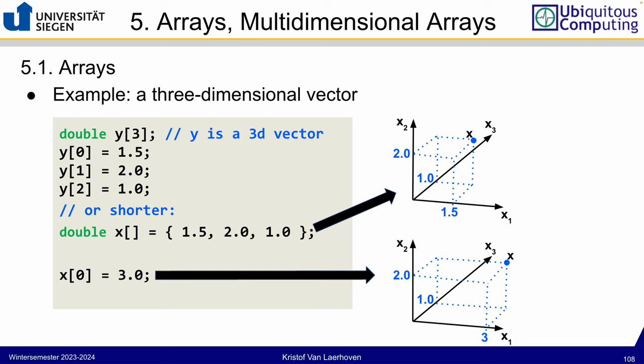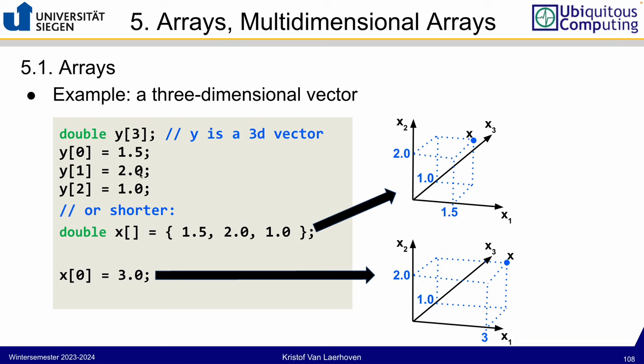Here's an example of what you could do with an array. Sometimes you have concepts in your program where things need to be stuck together, like, for instance, a vector. If you want to represent a location in 3D, in Cartesian coordinates, you need 3 components, x, y, and z components in 3D space, if you have a certain base. And you could do this with a 3D vector, for instance. Here you have y, which is an array of 3 doubles. And those are indexed from 0 to 2 in that case. This is the first element, the second element, and the third element.